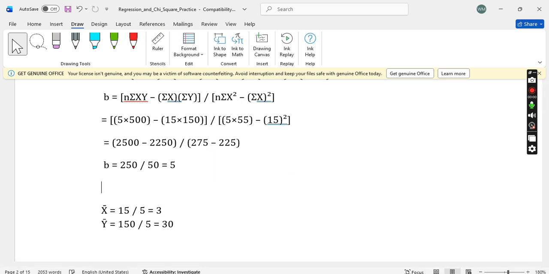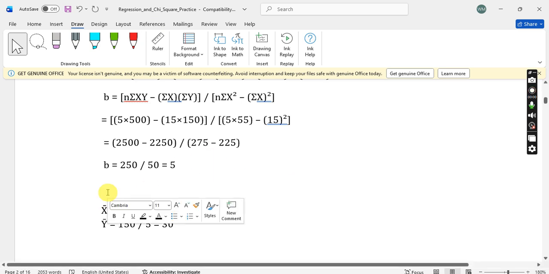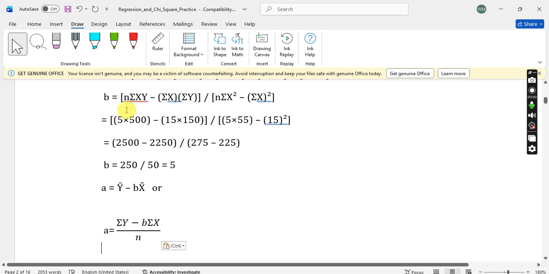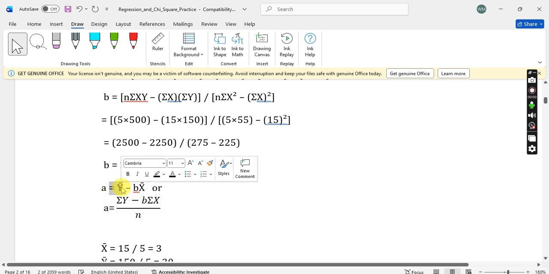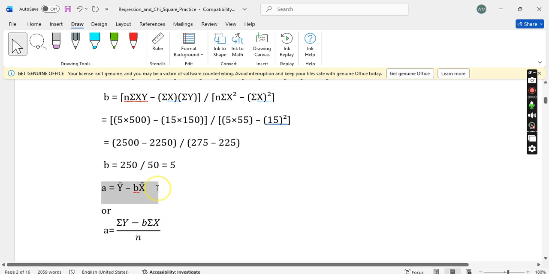Okay, so for the intercept, there are 2 equations you can use. There is this one: you just get the average of y minus the slope multiplied by the average of x. This is the one I usually advise. It makes life easy and it saves you time.